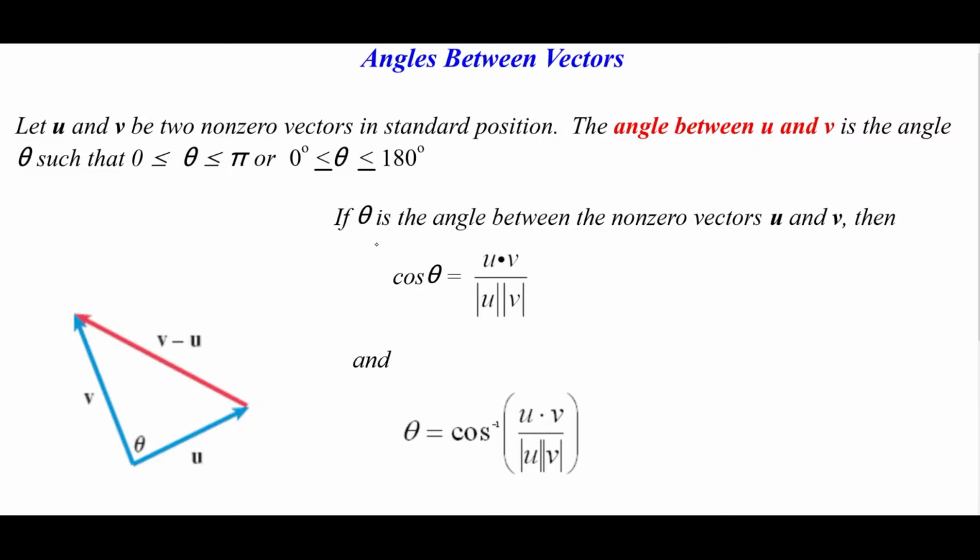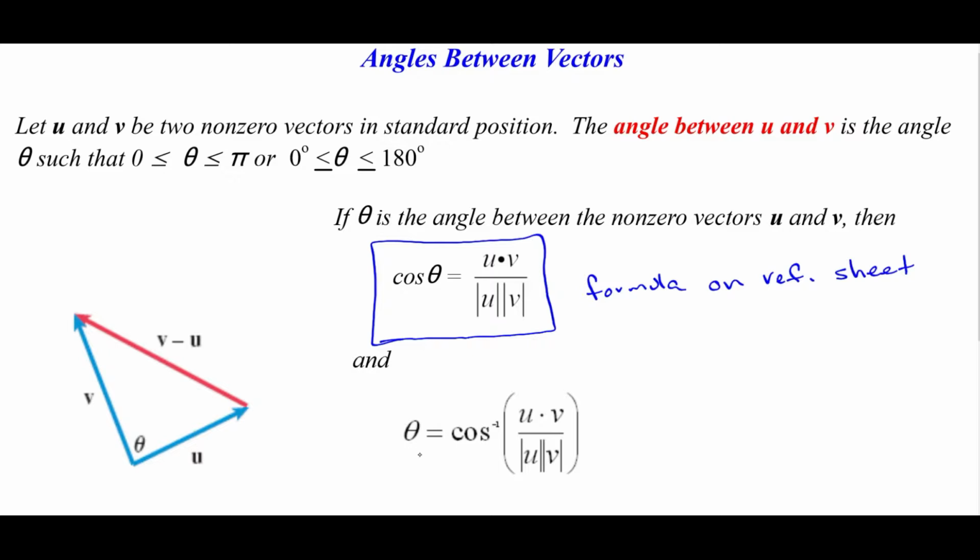Then the theta value, so the angle between the vectors, is going to be given by this formula here, which says the cosine of theta is equal to u dot v over the magnitude of u times the magnitude of v. And this formula will be given on your formula sheet. So then to find your angle measure, you're just going to do the inverse cosine of that expression, u dot v over the magnitude of u times the magnitude of v.